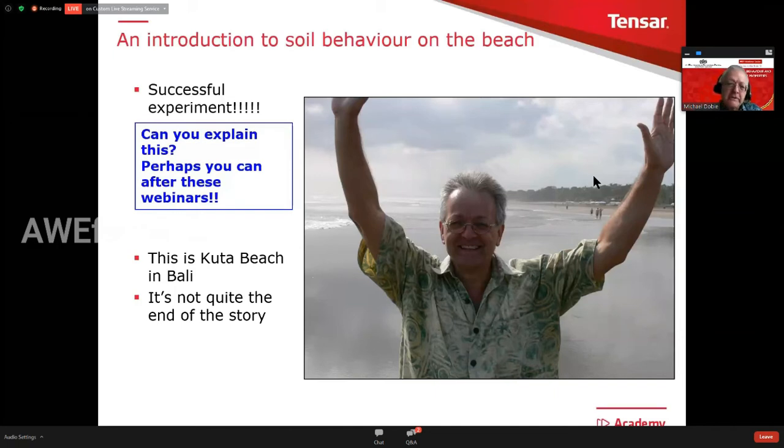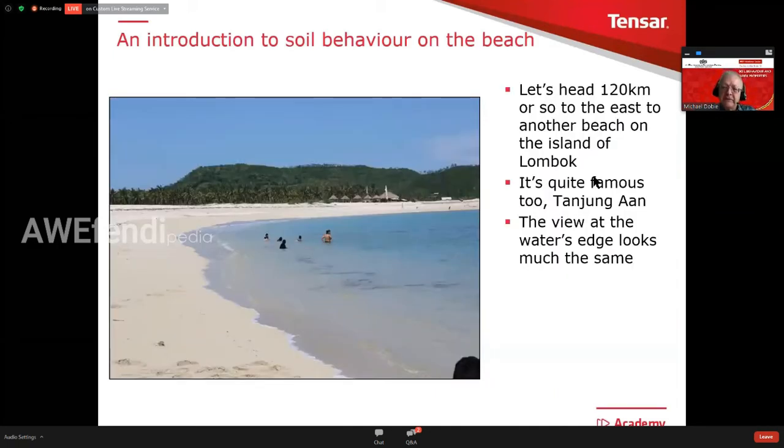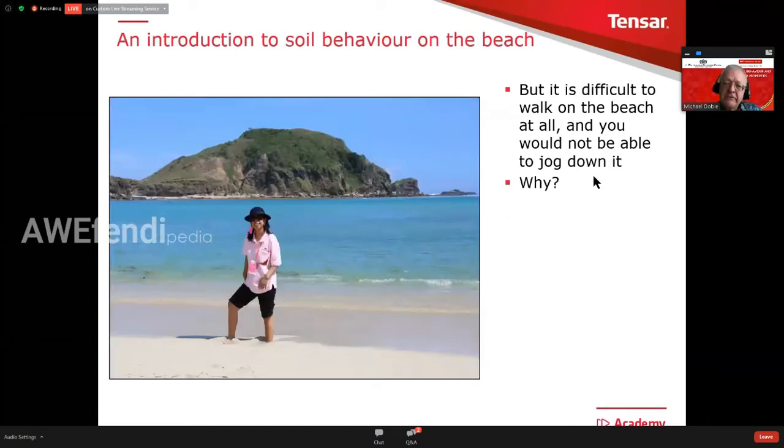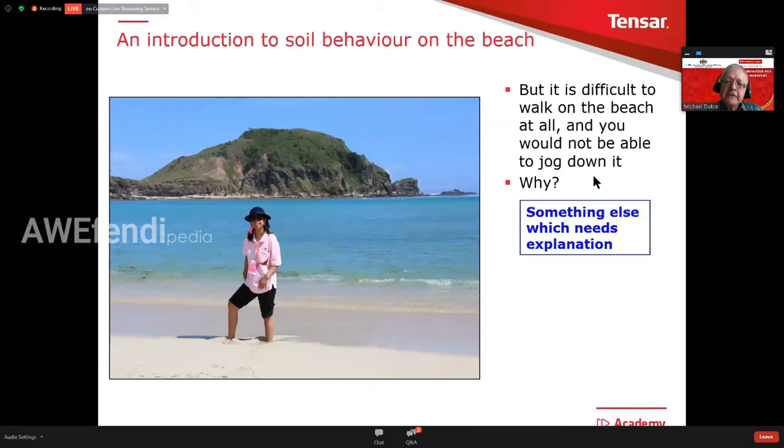That was Kuta Beach, and if we travel to the east about 120 kilometers, we come to a very interesting beach on the island of Lombok, at Tanjung An. When you look at the beach, it looks like the same thing that you see at Kuta, and it's wet on the surface as well. But if you try walking down this beach, it's almost impossible. You certainly couldn't jog down it. And there's another question, why is that the case? So something else we need to explain.